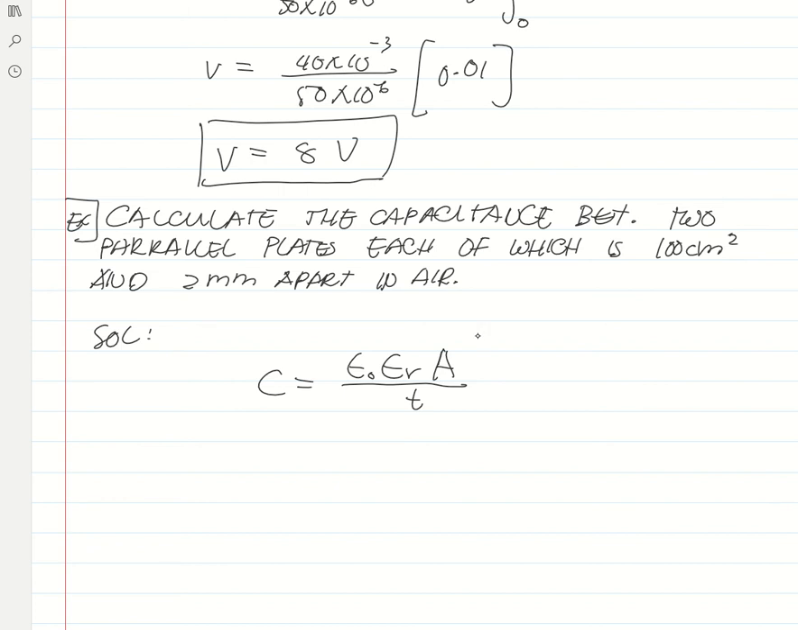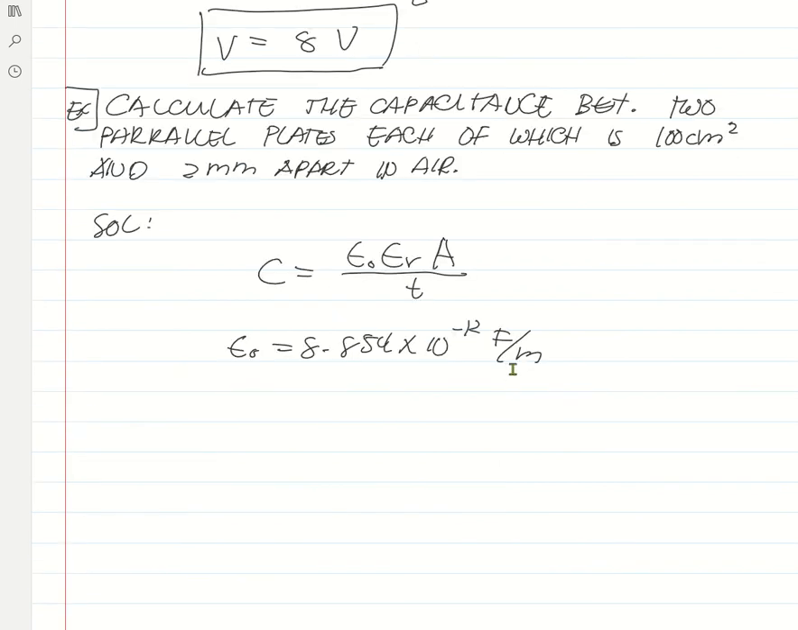So epsilon naught is constant. It's just equal to 8.854 times 10 to the negative 12. You can use your calculator. It's in your constant. In your calculator, I don't know the number, constant 18 or 32. Epsilon r will be equal to 1. Why? Because this is in free space.